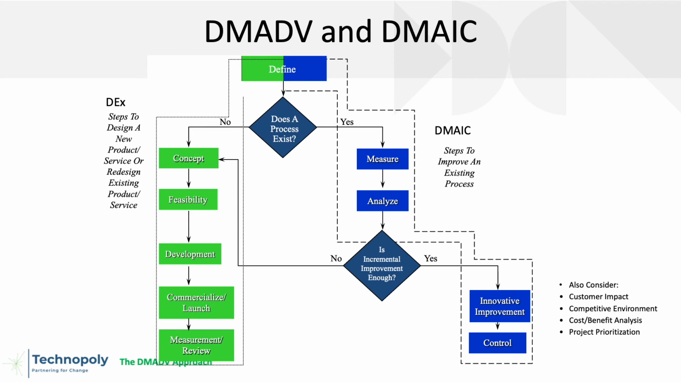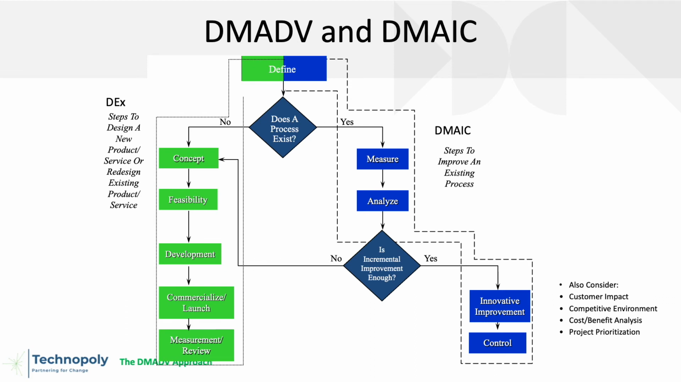Some people often ask the question, how do you know when you will do a DMADV and how do you do a DMAIC? DMAIC is the process improvement perspective where you go through define, measure, analyze, improve, and control. While DMADV goes through the process of defining, measuring, analyzing, designing, and then validating.